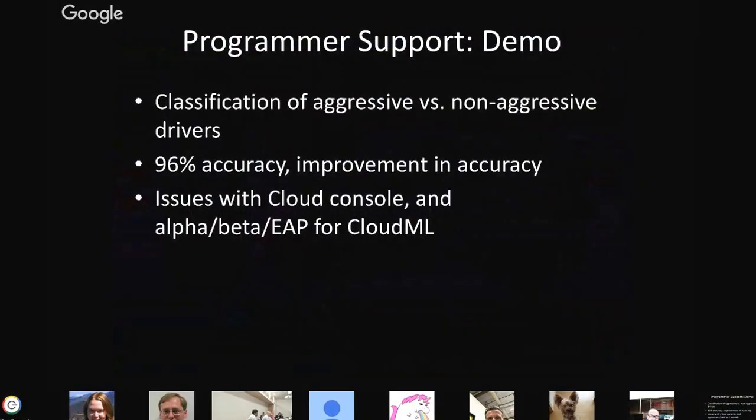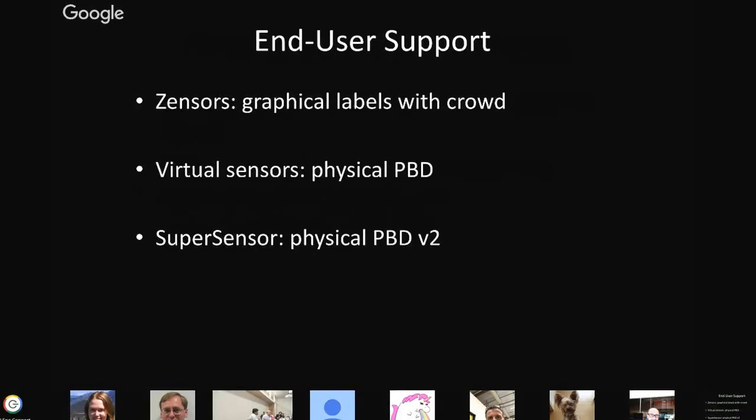I won't go too much into details, but in terms of trying to classify whether someone's aggressive or not, as well as whether an instance of their driving, so a particular trip, is aggressive or not, we're in the high 90% in terms of accuracy. I was telling Prashant earlier that we've run into problems with Cloud Console and the current state of documentation in Cloud ML, but we're working to get through those issues. Again, in the interest of time, I'm just going to skip past that.